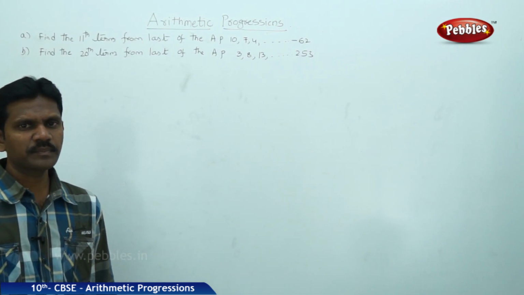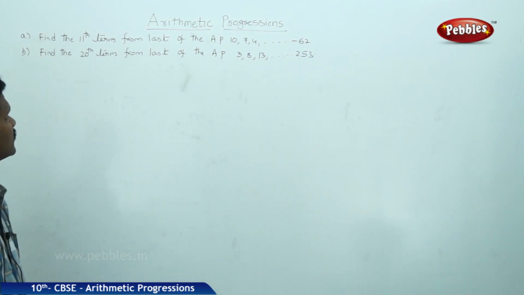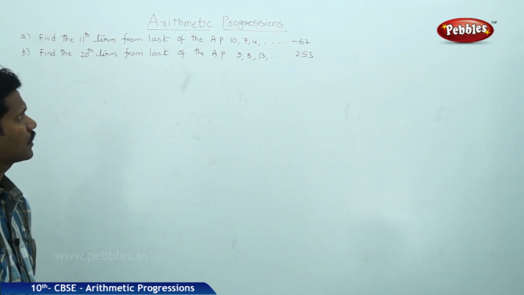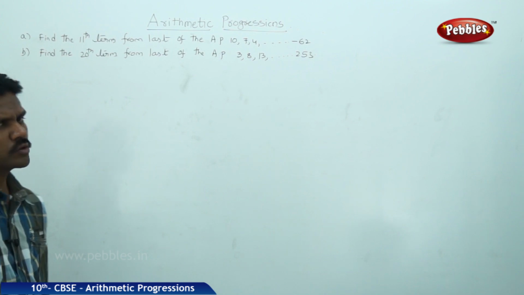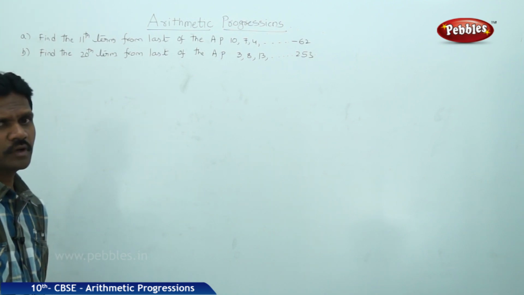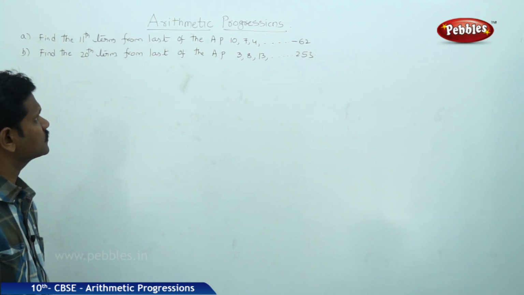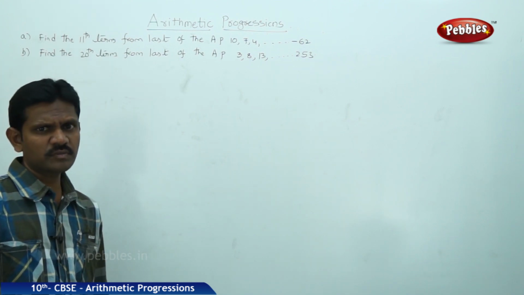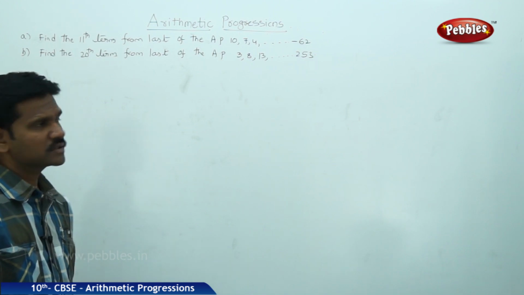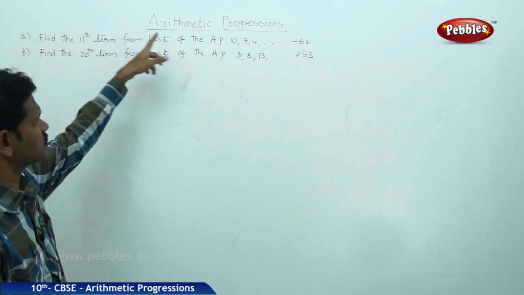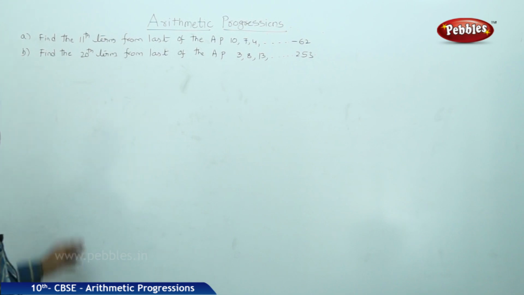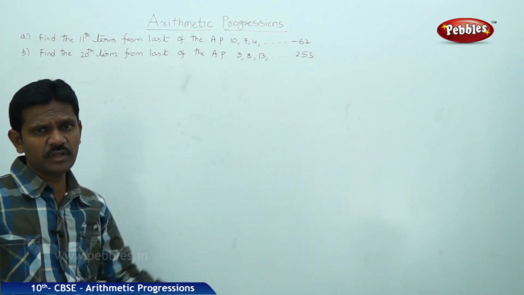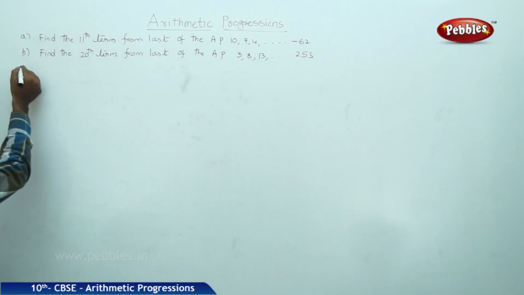Let us follow the next examples. Find the 11th term from last of the AP 10, 7, 4 and so on, minus 62. Till so far we know how to find the 10th term, 15th term, 20th term from the beginning. But this is the case that find the 11th term from the last. And the second example is find the 20th term from the last for a particular AP given here. Now let us follow.